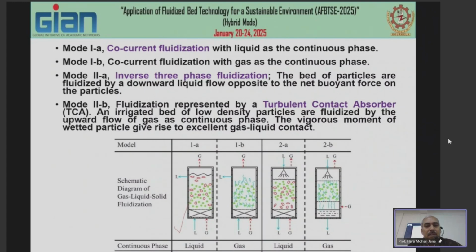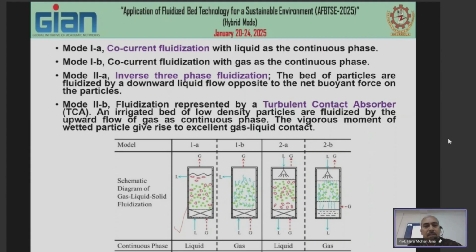Mode 1B, co-current fluidization with gas as the continuous phase. Here you see the gas is the continuous phase, the entire space is occupied by the gas, and solid particles are there, which are the green dots as you see. The few small curved lines you see represent the flow of the liquid in the form of films of fluid flowing over the solids. That means liquid trickles down.